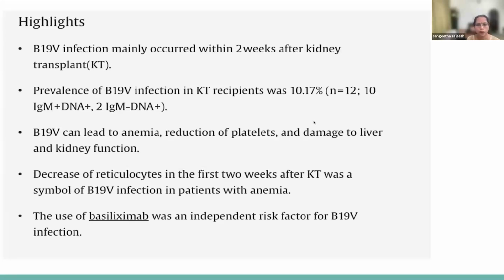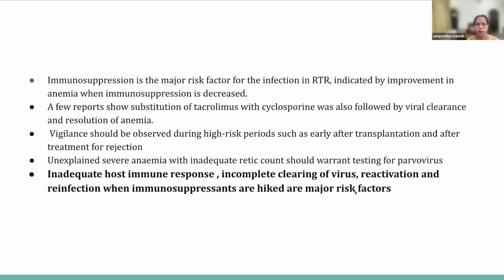So the highlights of the study were that B19 virus infection can occur even within 2 weeks after kidney transplant, and the prevalence was around 10.17%. It can lead to anemia, sometimes reduced platelets, and other organ dysfunction can also occur. So whenever there is severe anemia or a decrease in reticulocyte count in the first 2 weeks after transplant, we always have to watch out for B19 infection. And basiliximab was an independent risk factor for B19 infection.